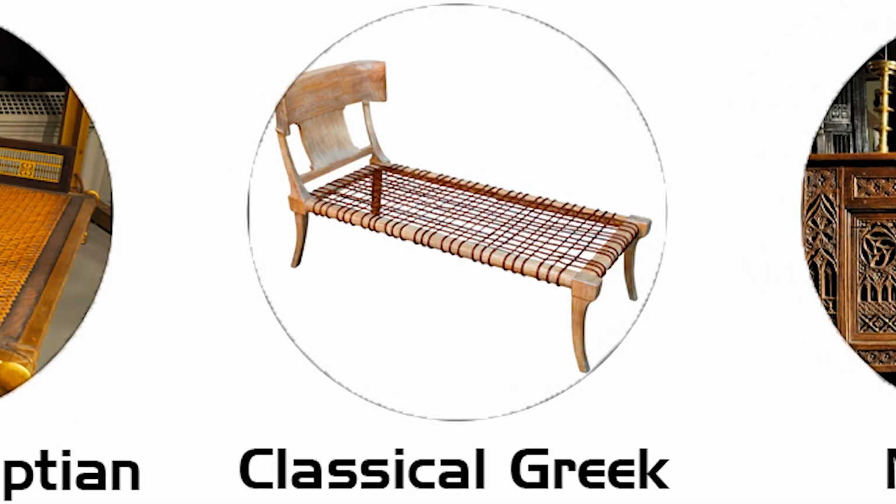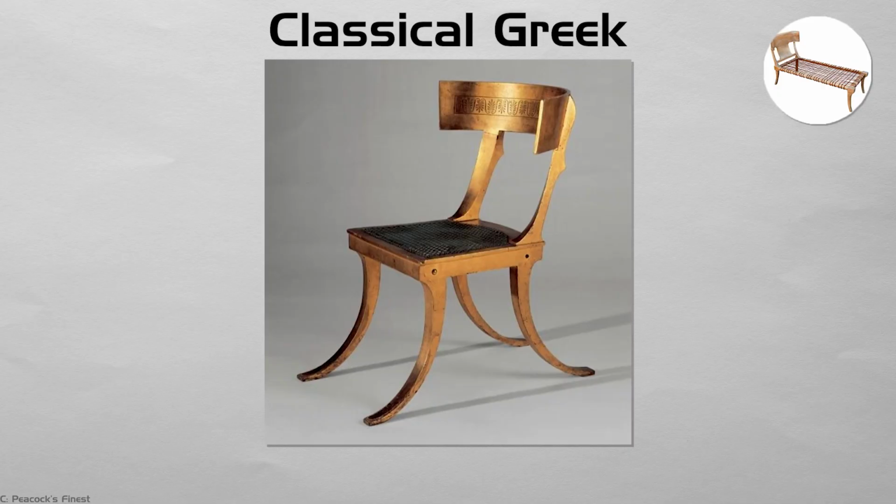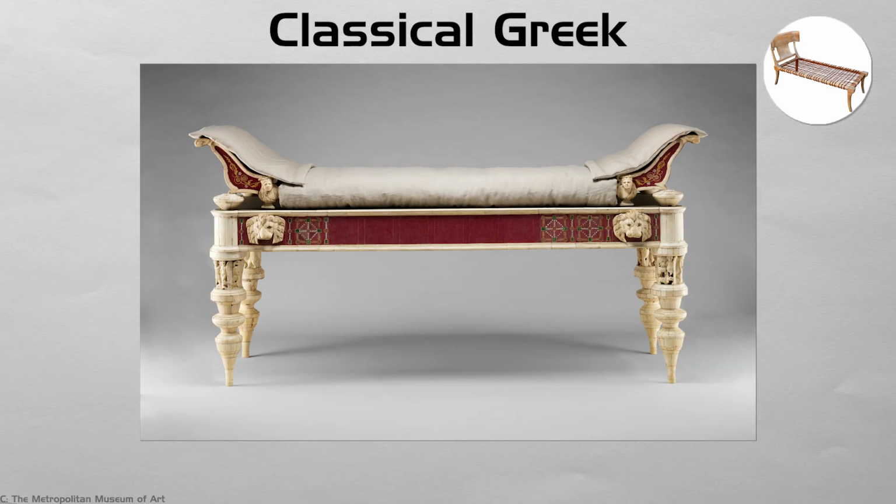Classical Greek. Greek furniture emphasized proportion and harmony. Iconic pieces include the Klismos chair, with curved legs and a comfortably angled back. Romans built on Greek ideas, adding more ornamentation and grandeur. They used materials like marble, bronze, and luxurious wood veneers. Both cultures favored balanced forms, setting a foundation for Western furniture design.